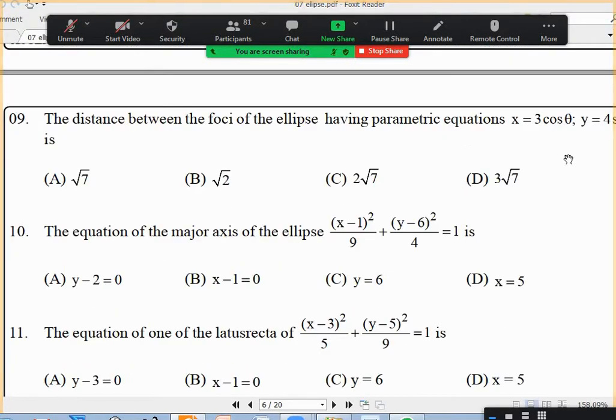Okay, ninth question. How to eliminate theta? If you eliminate theta, what will come? x square by 9 plus y square by 16 equals 1. In first year trigonometry eliminations, you've done these simple questions. You can just write cos square theta plus sin square theta is 1, cos theta is x by 3, sin theta is y by 4. You'll get an ellipse and then you can do what you want, distance and so on. Up to 11, anybody any doubt?